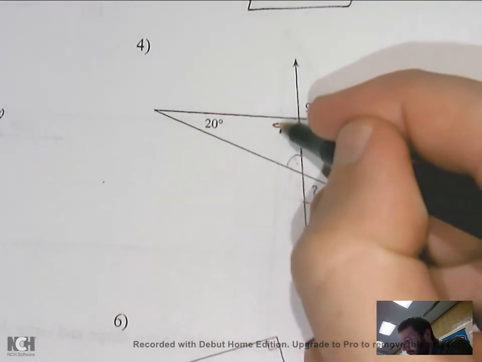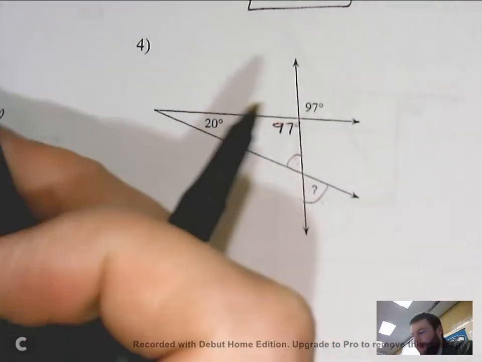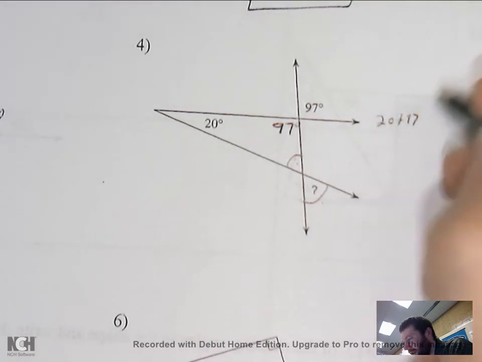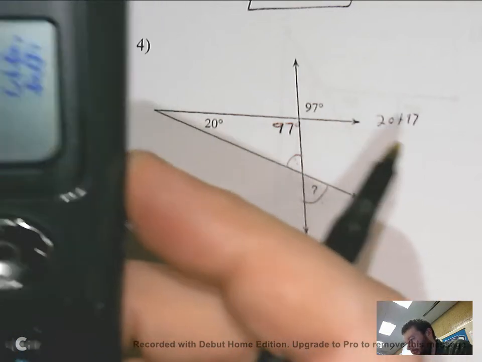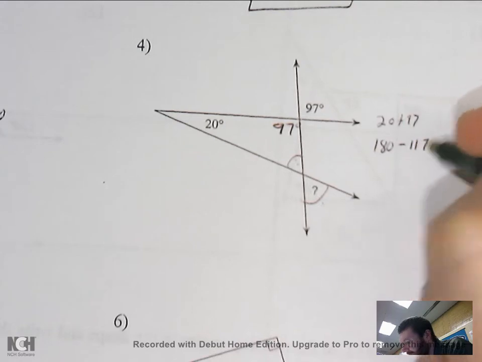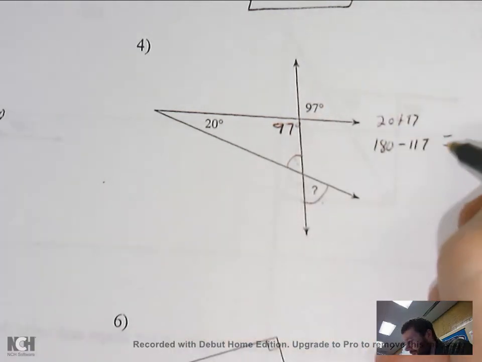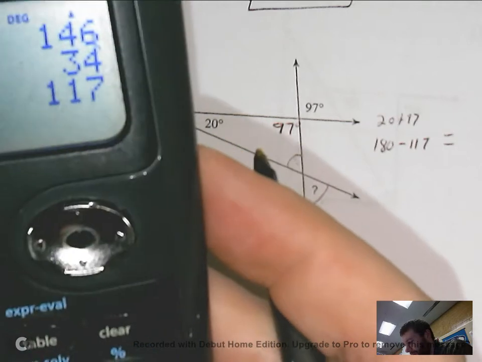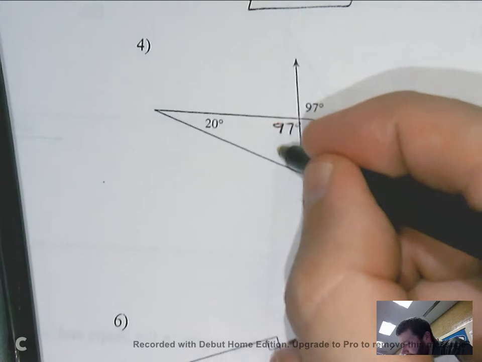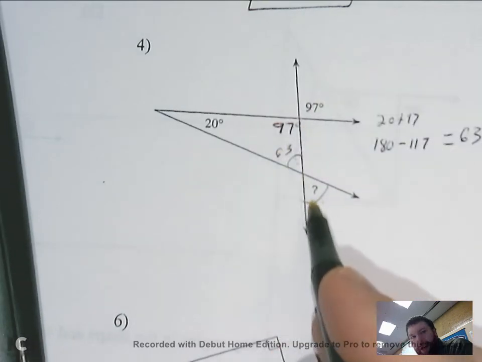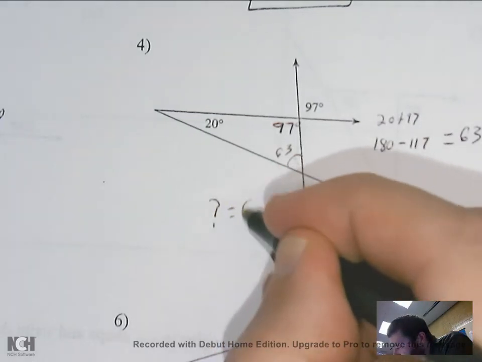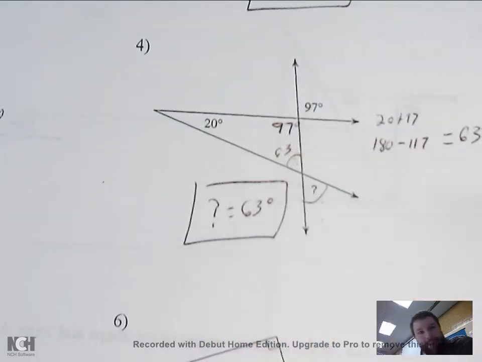Since I know those two, I can take them, add them together, and take them away from 180. So 20 plus 97 is 117. So 180 minus 117 is 63 degrees. So I know this is 63. And since they are vertical, I know the question mark also has to be 63 degrees. So that would be my answer.